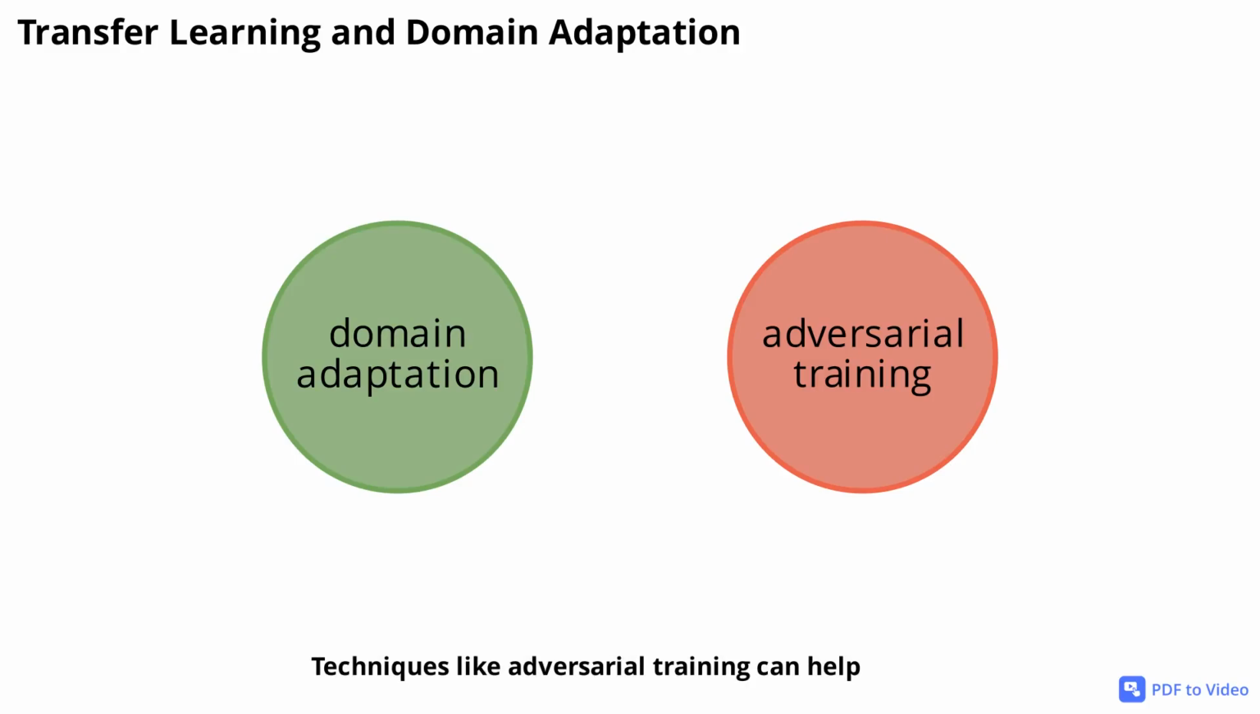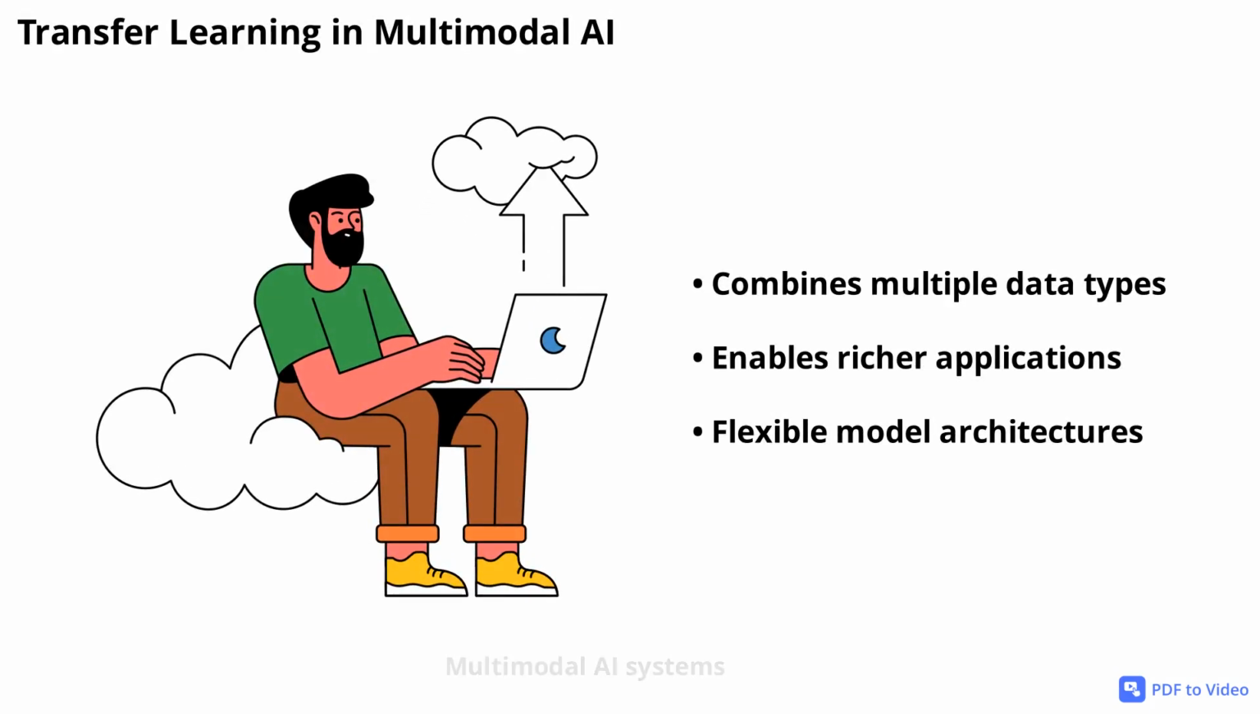Techniques like adversarial training can help models bridge the gap between domains, making transfer learning even more powerful in real-world scenarios. Multimodal AI systems, which process multiple types of data like images and text, also benefit from transfer learning. Pre-trained models for each modality can be combined and fine-tuned together, enabling richer and more flexible AI applications.